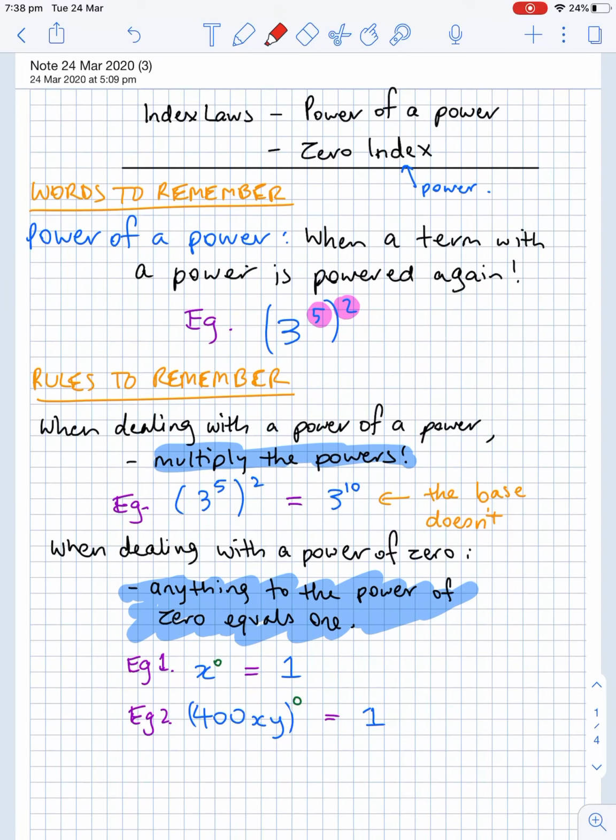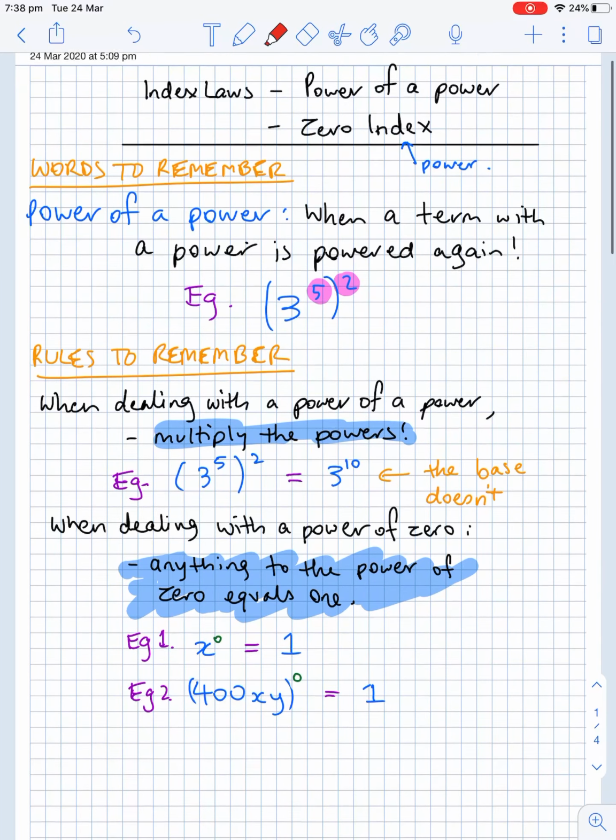Okay, so the next one I want to deal with is this zero index or zero power. When you're dealing with a power of 0, pretty much anything to the power of 0 equals 1. So some random number x, if you power it to 0, it's always going to be 1. It doesn't matter what that x secretly is. Another one here, 400 lots of xy. That's going to be some big number, I assume. We don't know what x and y are. But if I power all that to 0, it's still going to be 1. So anything to the power of 0 equals 1.